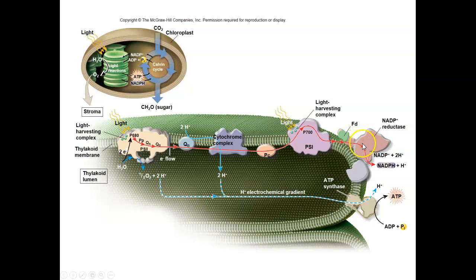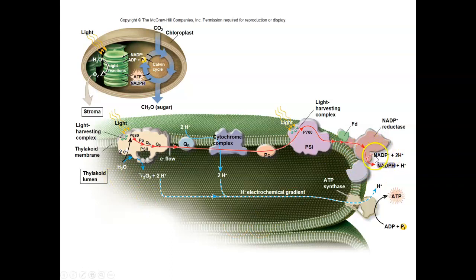Ferredoxin is then going to transfer it to the enzyme called NADP plus reductase. So anytime you hear oxidation and reduction, you should immediately think of who's losing and who's gaining the electrons. So reductase implies reduction is about to take place. Reduction is a gain in electrons. So where is this electron that originally came from water? Where is it going to reside?